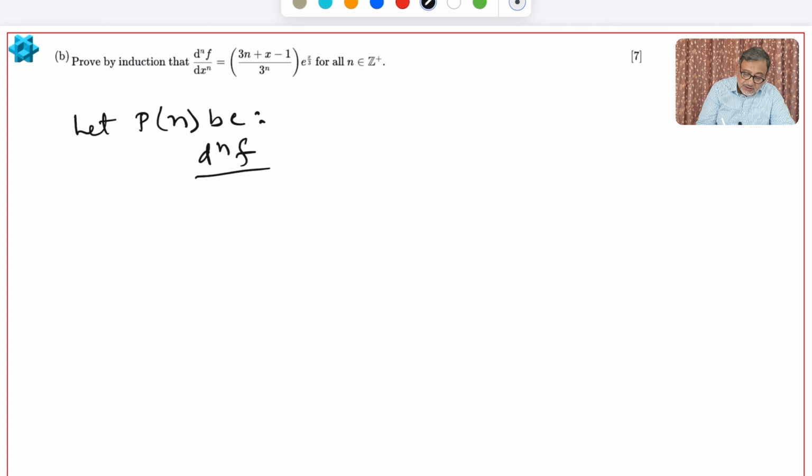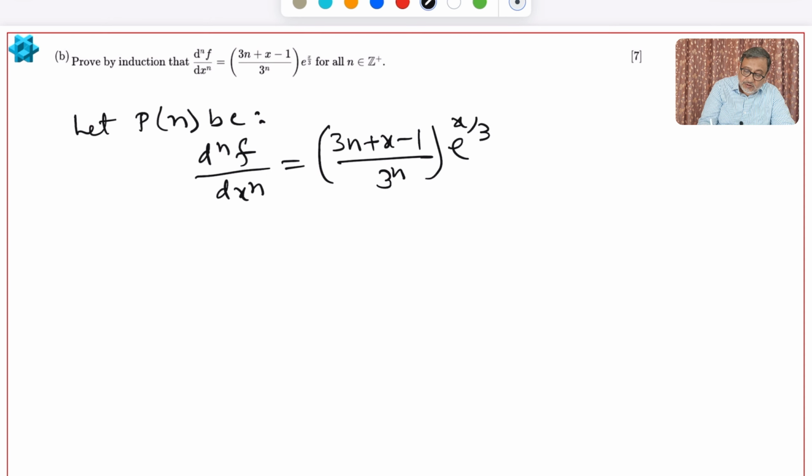We will take it as P of n, for all n belongs to Z plus. It means positive integers. Okay. So, positive integers start with 1, 0 is neither positive nor negative. So, therefore, our first step will be for n is equal to 1.